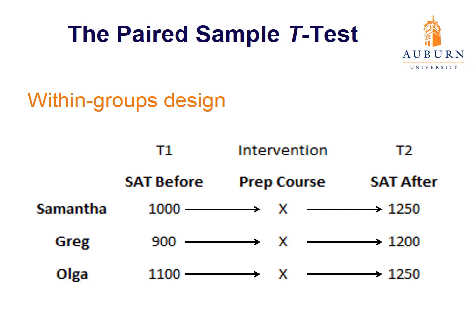So in this case, each person, Samantha, Greg, and Olga, are being measured twice. Once before a prep course and then again after a prep course. Now it's important to note here that not all within groups designs are pre-post, so before or after. Sometimes we can do within groups designs with different participants, and so you should make a note of that as well.